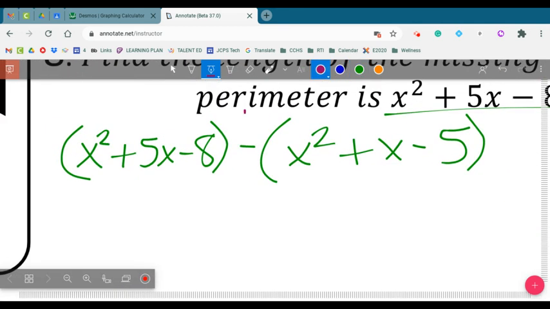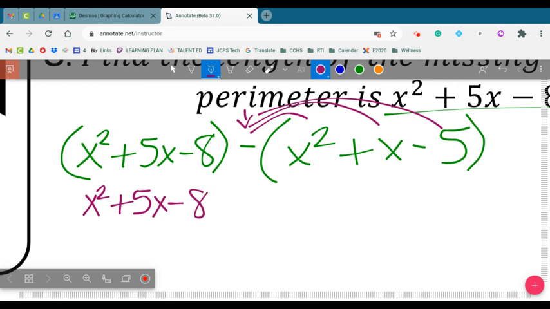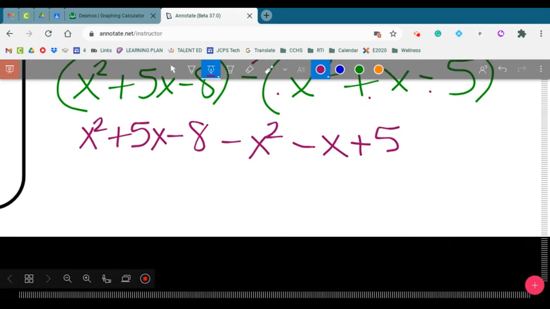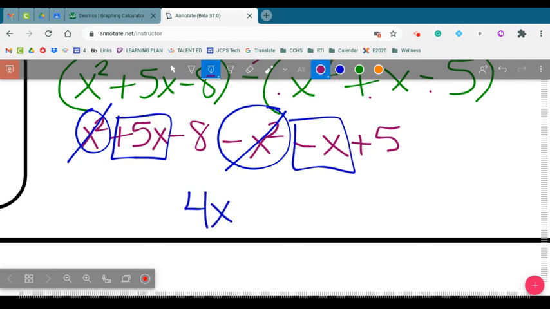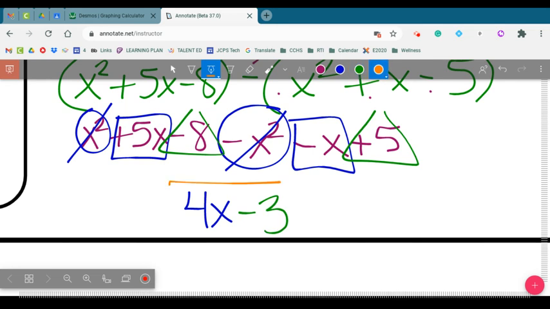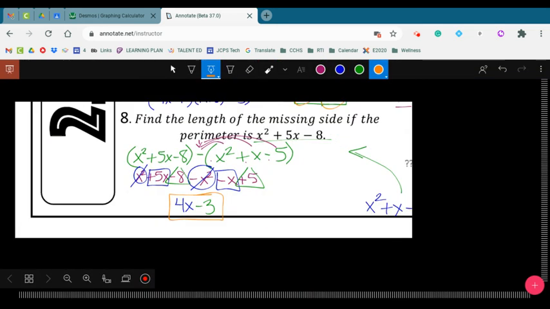Okay, because I have this negative in the middle, I have to distribute. x squared plus 5x minus 8. Positive becomes a negative. Positive becomes a negative. Negative becomes a positive. Then you combine your like terms. X squared minus x squared cancels. 5x and negative x is going to give me 4x. And then negative 8 and a positive 5 is going to give me a negative 3. So the area, or the length of my third side is 4x minus 3.